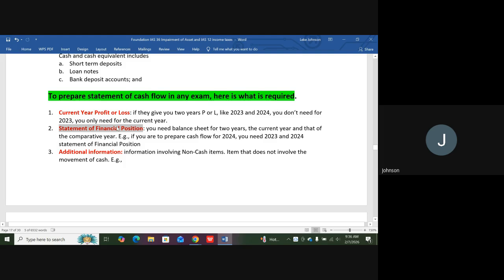capital. So under your assets, you're going to see fixed assets, land and building, property, plant, and equipment, motor vehicle, and furniture and fixtures. Then under your current assets, you're going to see inventory, your stock, debtors, your receivables, and cash and cash equivalent. So it's part of the information they're going to give you in your statement of financial position.